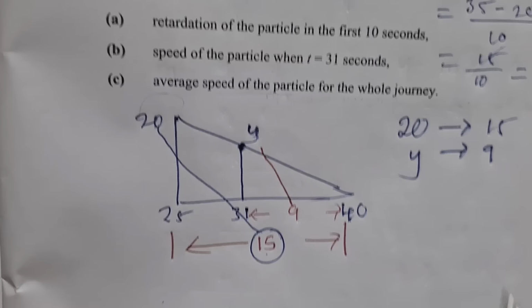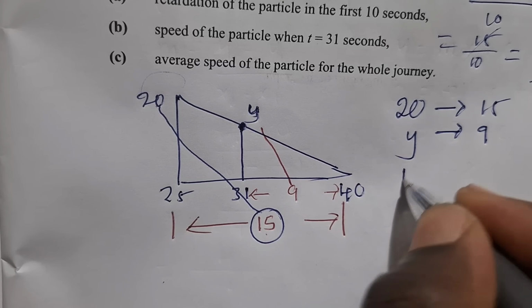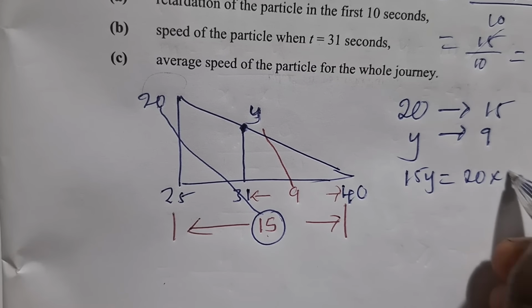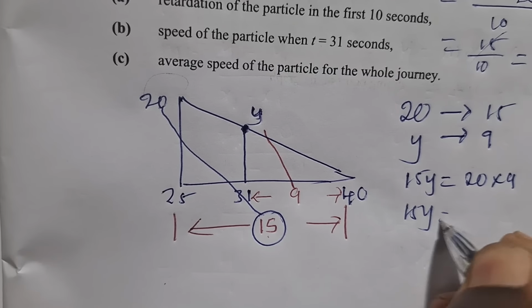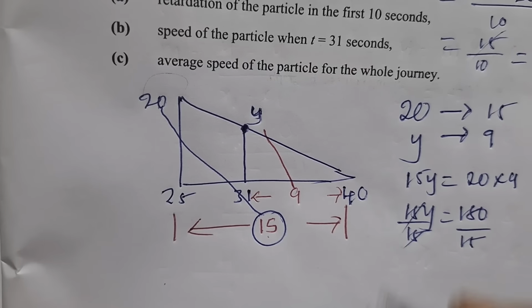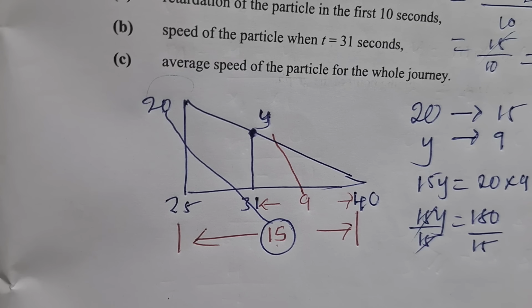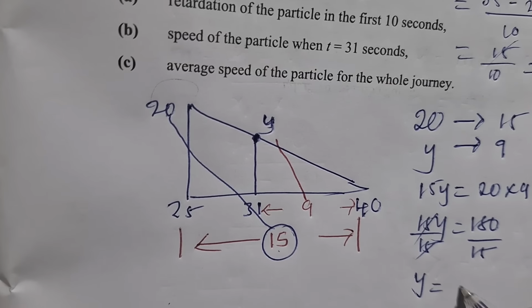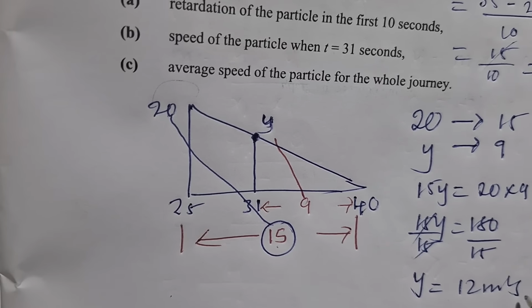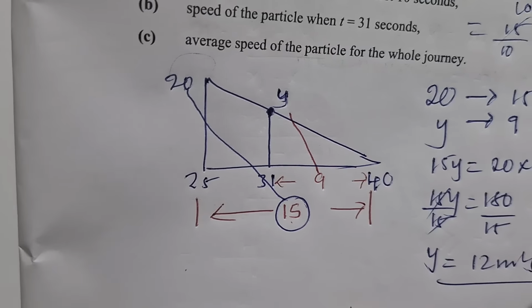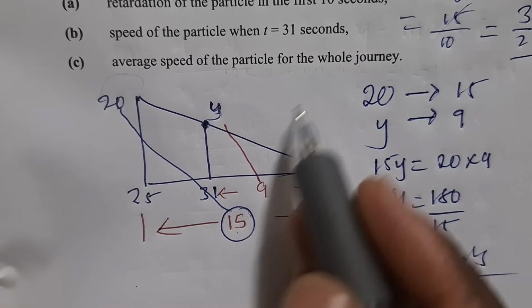You now cross multiply. You are getting 15y is equal to 20 times 9. So 15y is equal to 180, divided by 15. When you divide 180 by 15, what are you getting? You are simply getting a 12. So the value of y is equal to 12 meters per second. We go to the next question where they're saying we find the average speed.